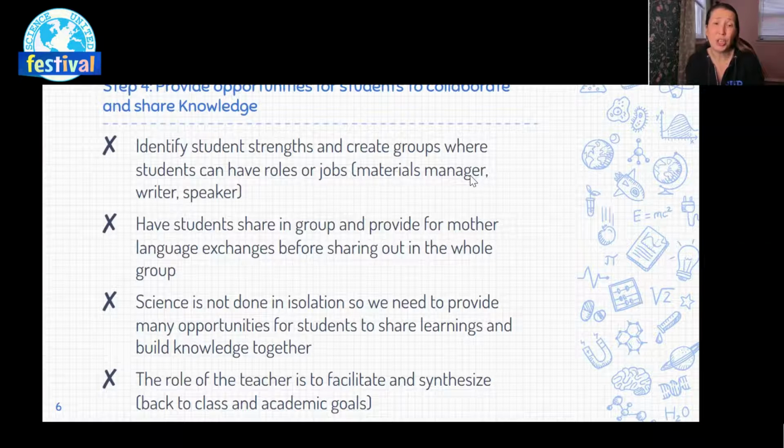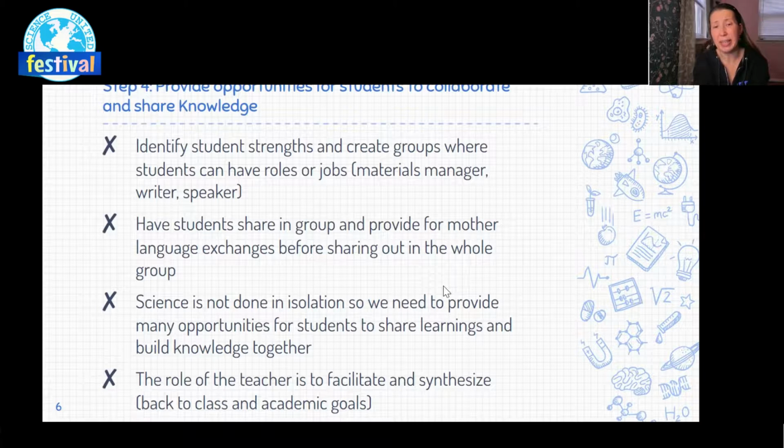We also want to make sure that we provide opportunities for students to be able to share their learning in their mother language and build that knowledge together. This is important because the speaker in the group really puts together all the different members' ideas so that the response and explanation is collaborative. We know that science is not done in isolation, but rather is a collaborative effort. And really, people work together to solve problems and answer questions together.